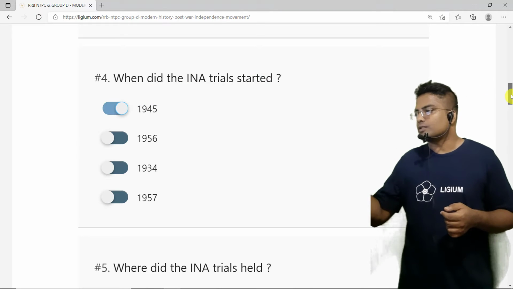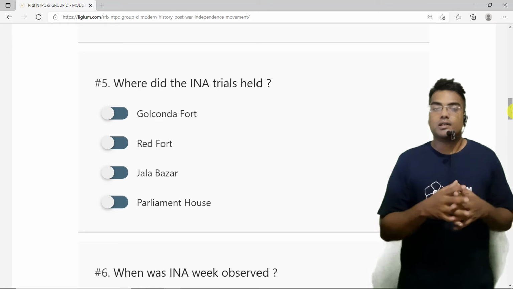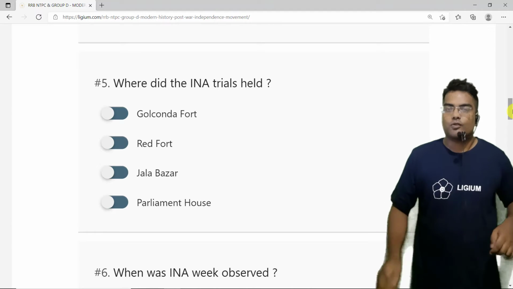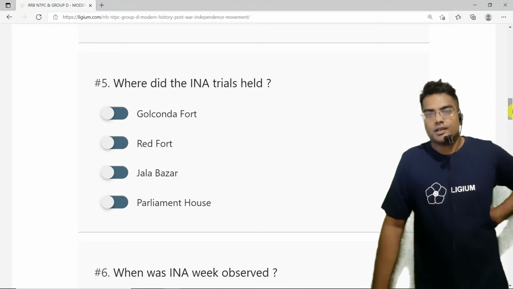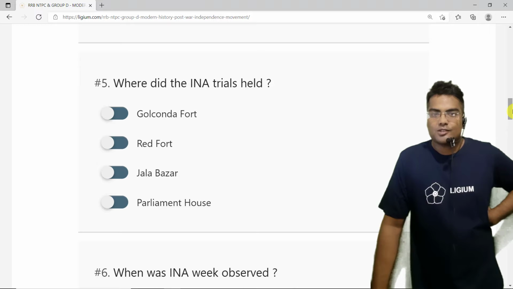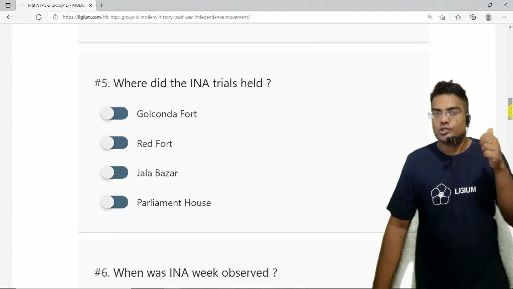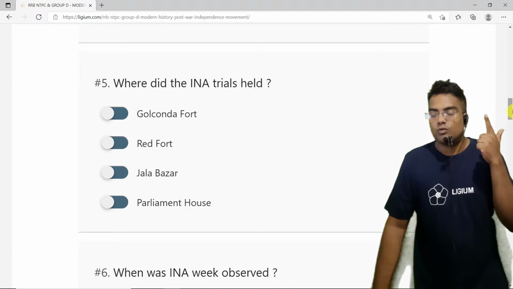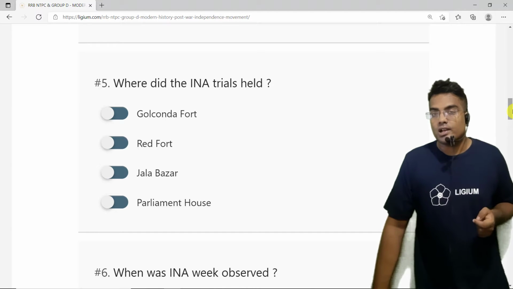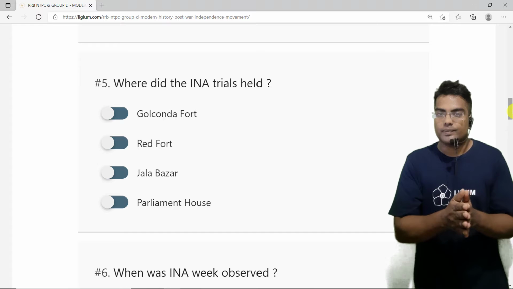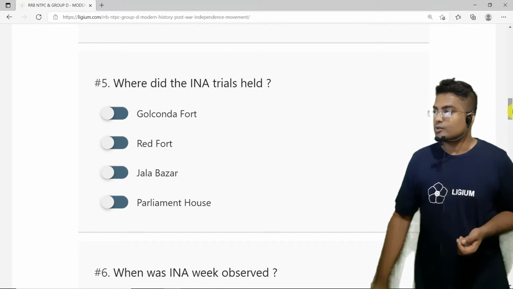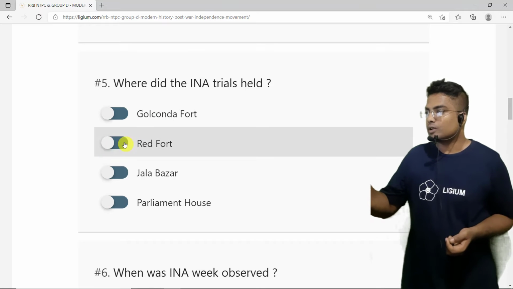Let's explore the fifth question. Where were the INA trials held? Because of the foolishness of the Britishers themselves, it was held in Red Fort. They placed one Muslim general, one Hindu colonel, and one Sikh colonel in the trials for the INA, and it was held in Red Fort. So the correct answer is option B, Red Fort.